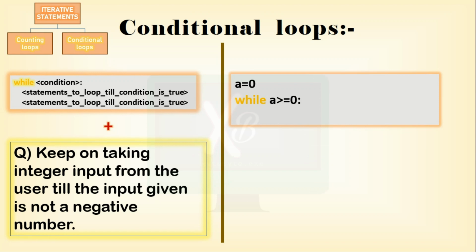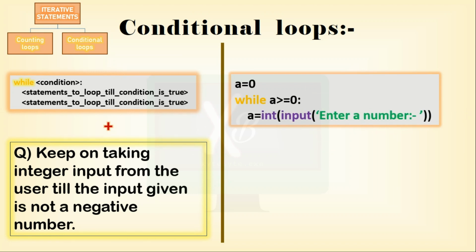If you see the condition a greater than equal to 0, there is only one kind of number that is missing, that is negative numbers. So we have simply changed our question into a mathematical format. The question was till the input given is not a negative number. That was our condition, and we changed it into a form so that Python understands that this indent should go on. The statements in the indent should be executed unless and until the numbers are 0 and positive.